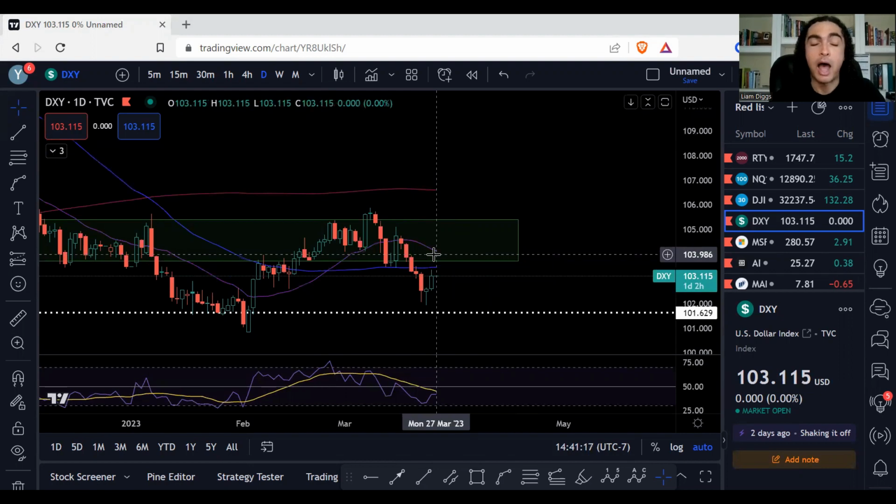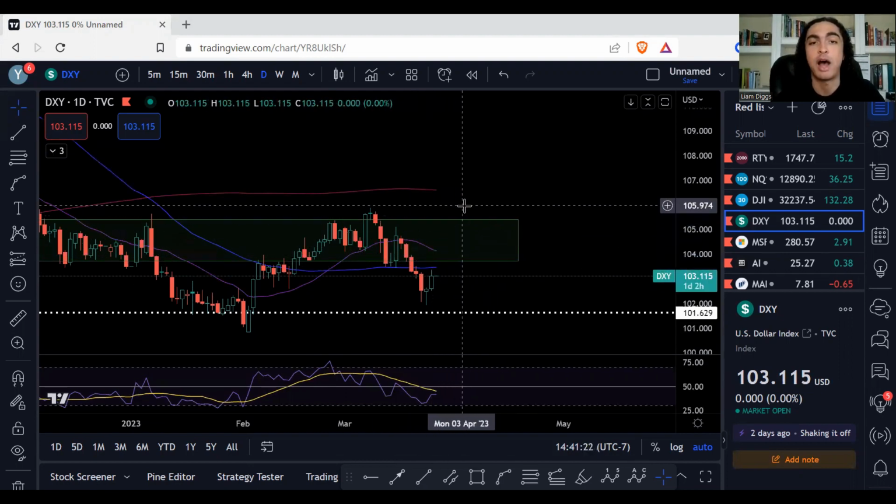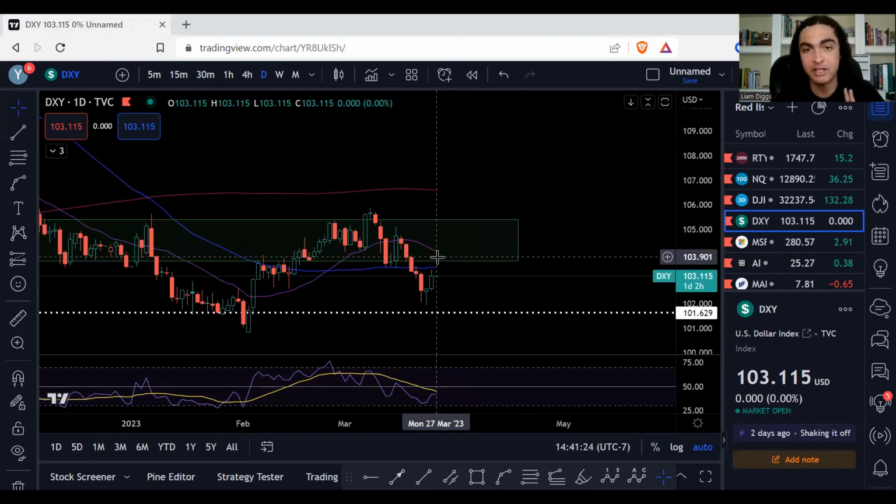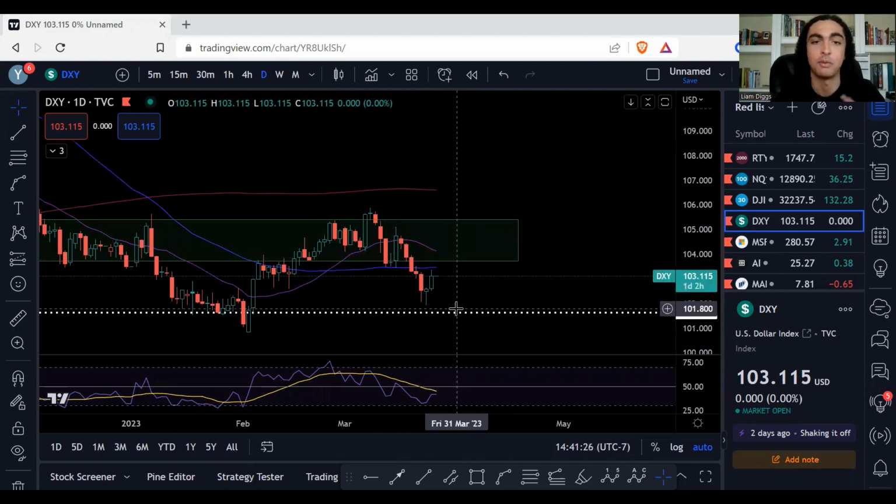Now, I would like to see price action break through both of these if it was going to continue higher. Of course, I could very easily see it coming back down, but we'll have to wait and see what happens, what the Fed's going to do, what the dollar wants to do as a currency. Let's jump into our first index.